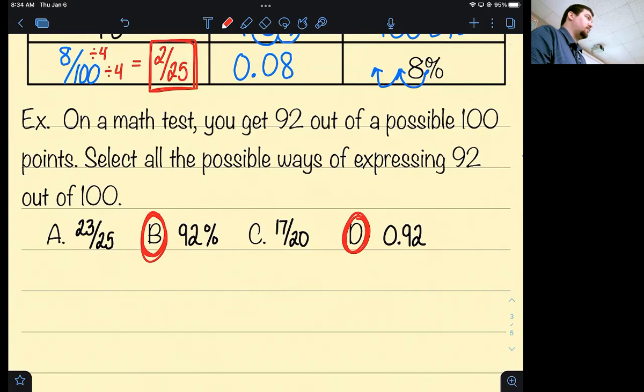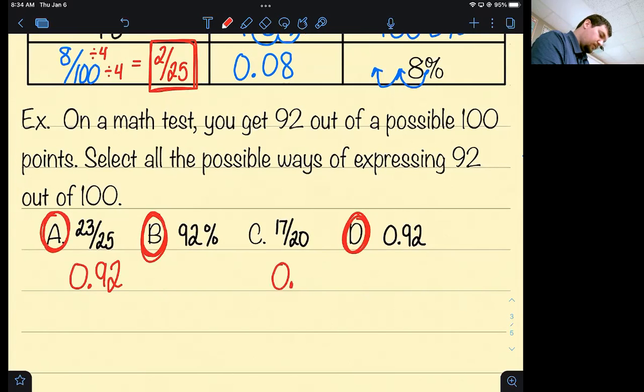What do you think, Caden? That's right. 23 divided by 25 gives you 0.92. What does 17 divided by 20 give you, Frank? 85, 0.85. So it gives you a decimal. It's just not the one we're looking for. And so that's the incorrect one.